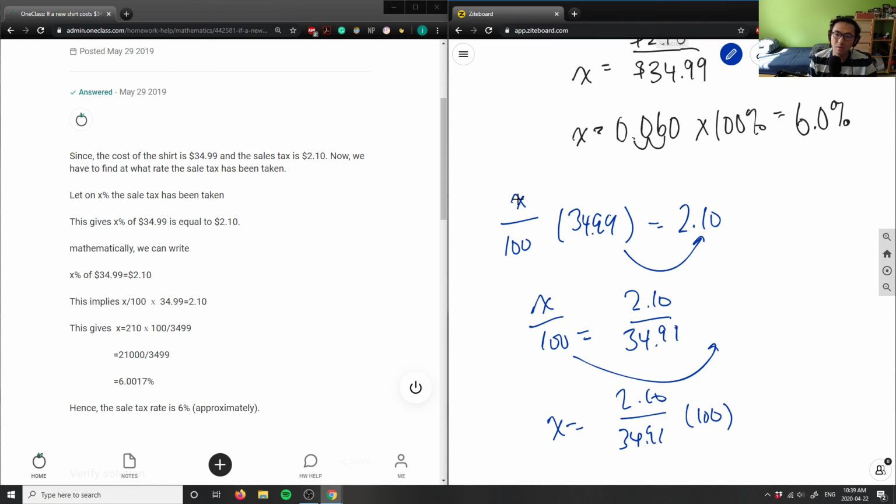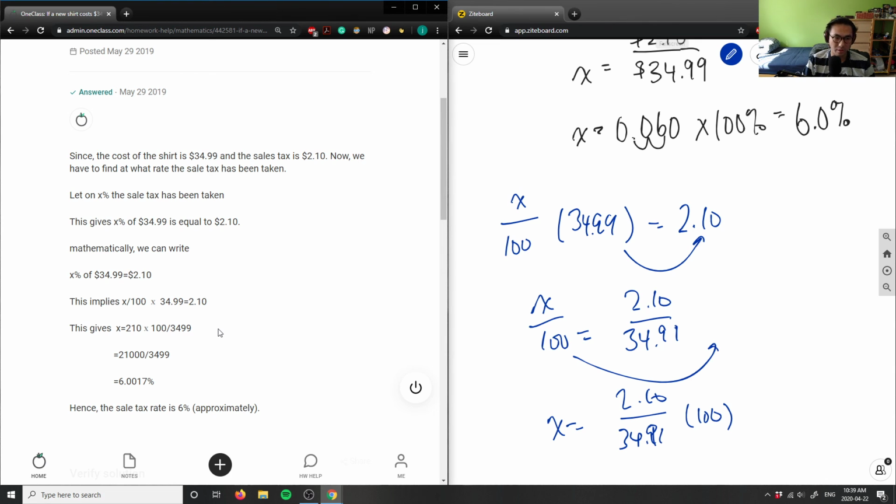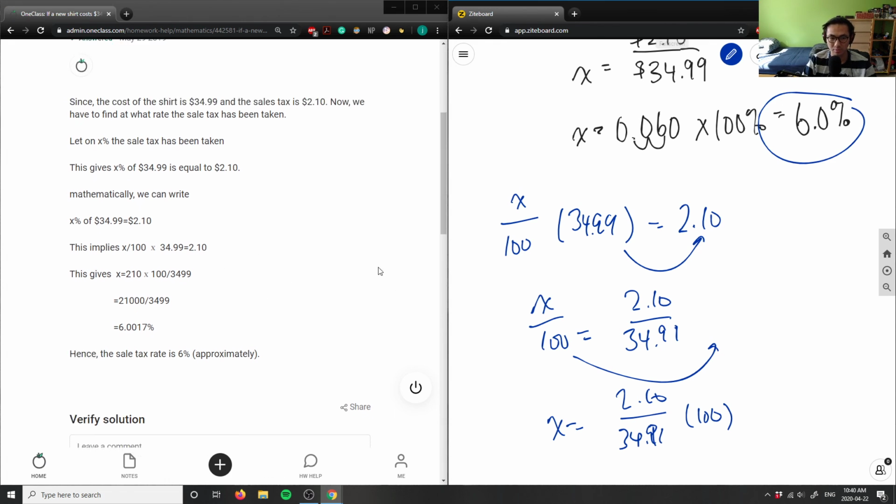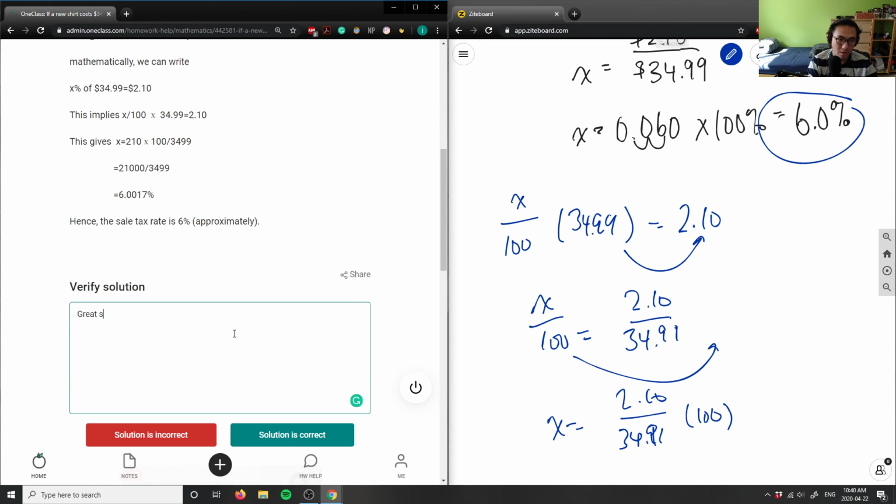Times 100. So that's what they did here. That's what gives you this value here: 210 times 100 divided by 34.99. And then what you get would be 6.0017%. So the sales tax here is correct, right? 6.0% approximately. So this is a great solution and analysis. The solution here is correct.